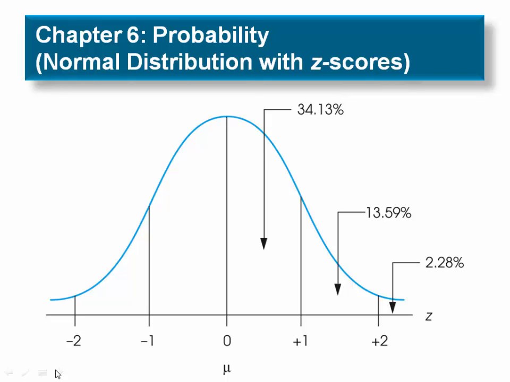The graph shows the percentage of scores that fall in each of these sections. For example, the section between the mean, z equals 0, and the point that is one standard deviation above the mean, z equals 1, contains 34.13% of the scores. Similarly, 13.59% of the scores fall between 1 and 2 standard deviations from the mean.